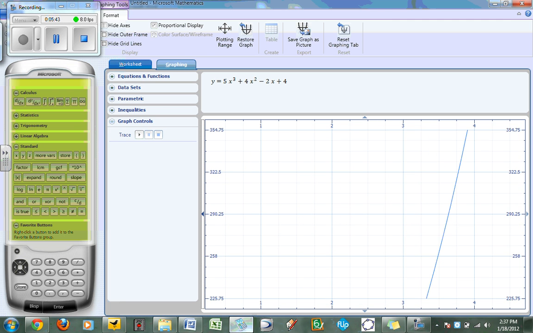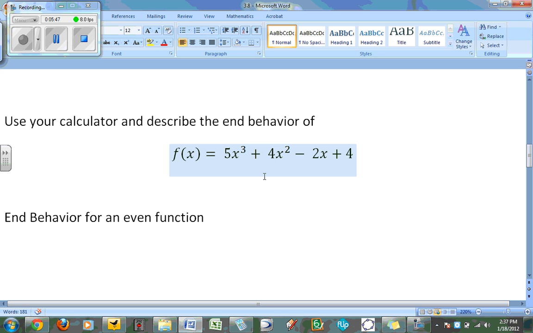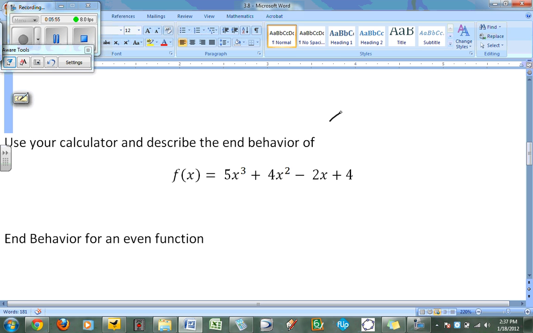So if they wanted to know the end behavior of this graph, we would answer that question: as x approaches negative infinity, we saw as x got negative, y approached negative infinity. It got bigger and bigger negative. Then we'd say as x approached positive infinity, as it got bigger, y would approach positive infinity because that was way up on the positive side.